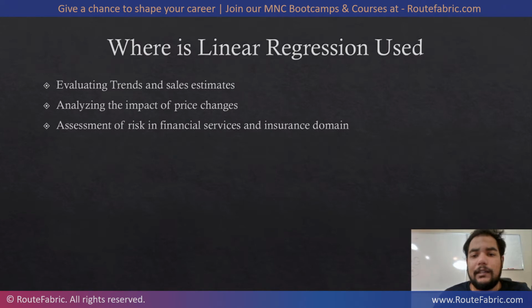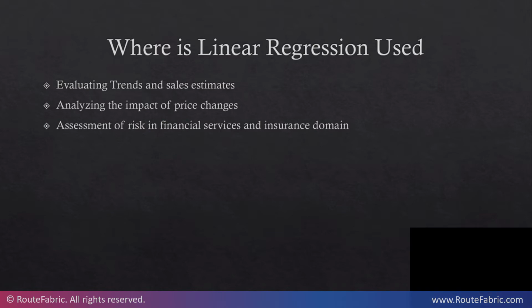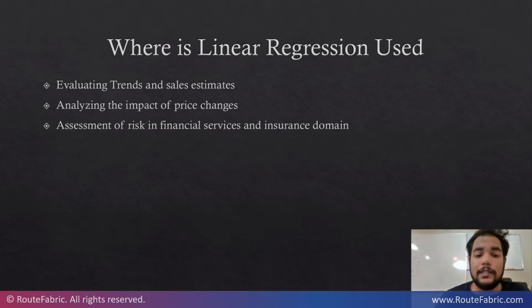Now, where is linear regression used? Linear regression is used to evaluate trends and sales estimates. It is also used to analyze the impact of price changes. If we change the price of a banana, are people going to buy it at the same rate? Or if we change the price of an apple, will people buy more bananas? It can also be used to assess the risk in financial services and insurance domains.